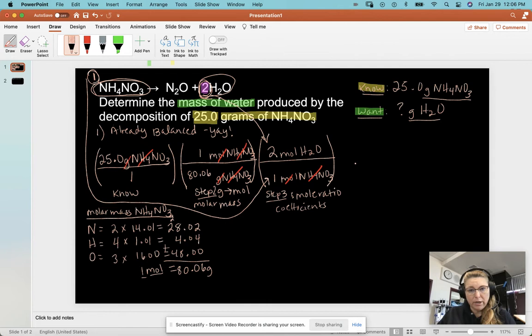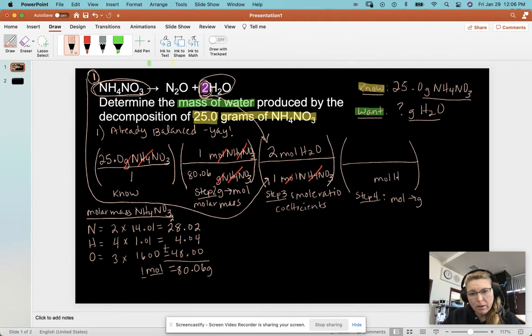We want grams of water, so we have one last set of parentheses. This is our step 4, where we take the moles and convert that back to grams so that we can find our answer. Once again, we always start by putting the units from the previous set of parentheses on the bottom, so moles of H2O goes on the bottom. And on the top is going to be grams of H2O, because that's what we're trying to solve for. So we have to find the molar mass again.